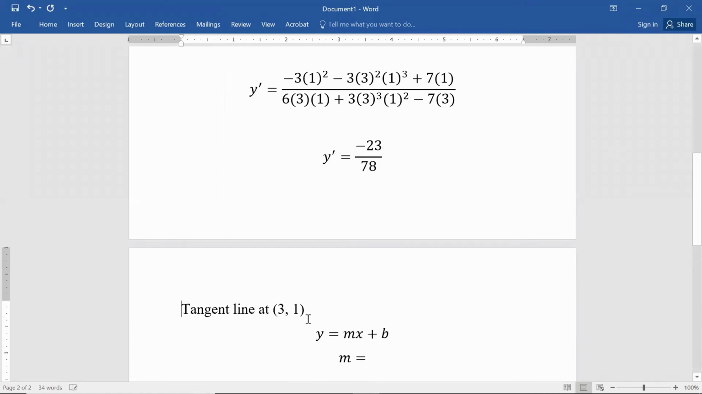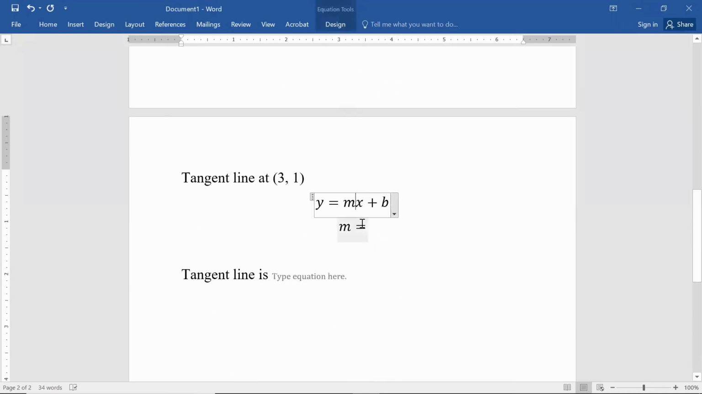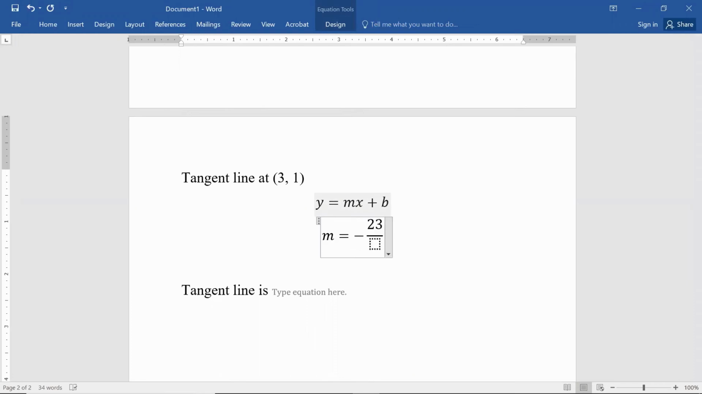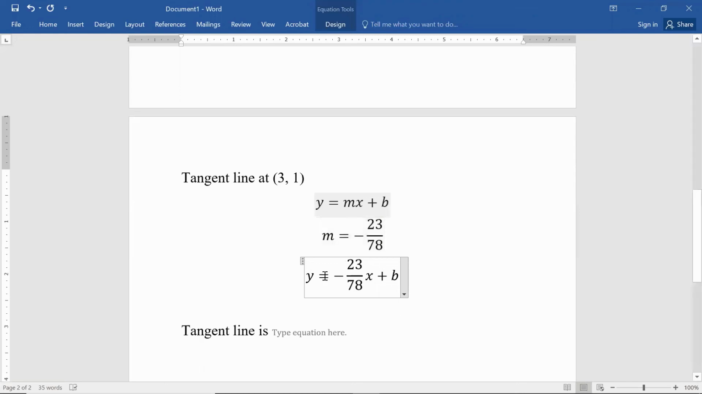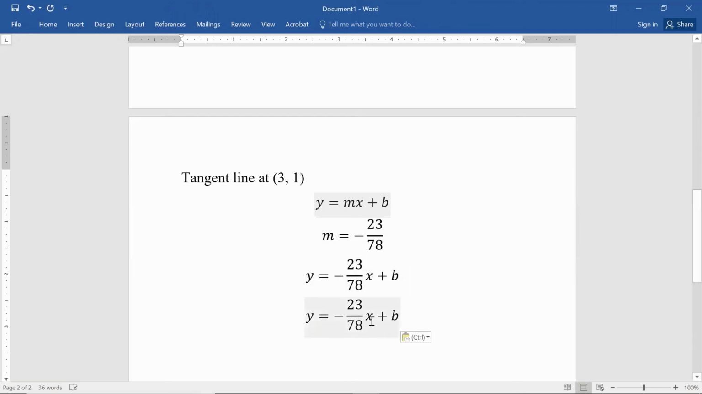Finding the tangent line, we replace our m with negative 23 over 78. And then I'm going to plug in that value of m. And then I'm going to plug in the point that I know this line goes through. This line goes through the point (3, 1). Input the number 3 for x and the number 1 for y. We can solve that for b.